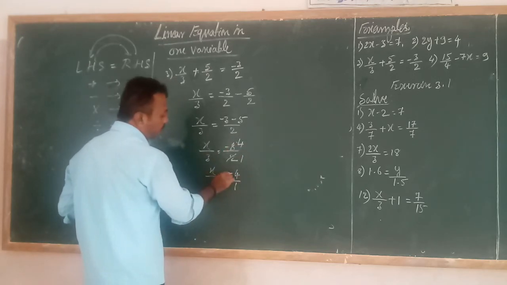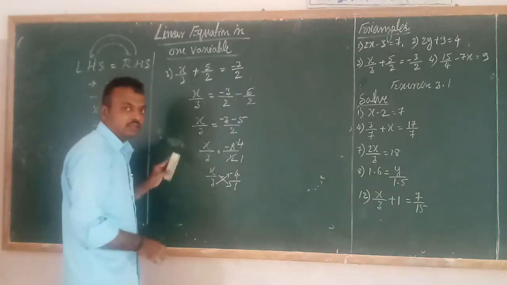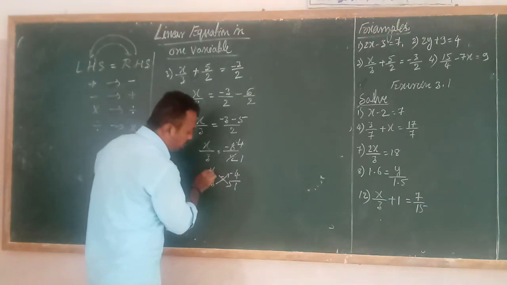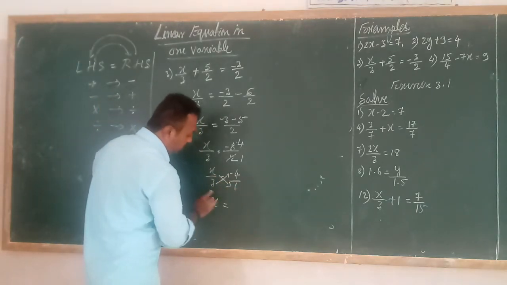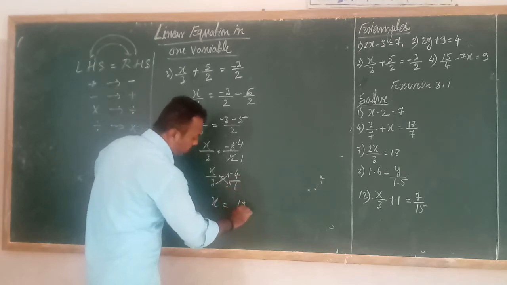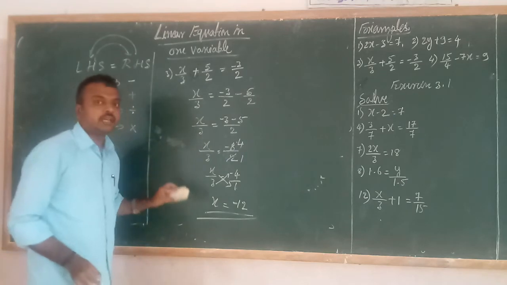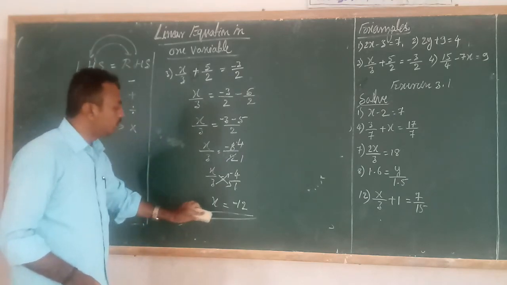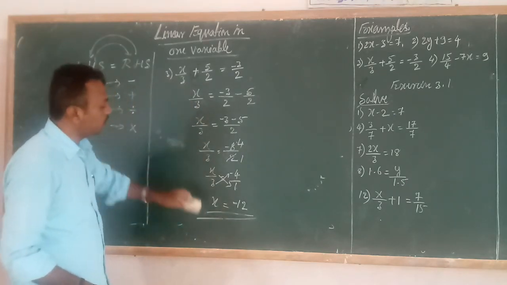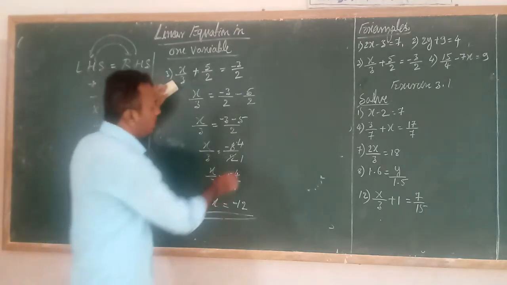Now we have to do cross multiplication. So what does it become? x into 1 becomes x. 3 into 4 is 12, sign is minus, so minus 12. Therefore, x is equal to minus 12. Do you understand? So can I substitute minus 12 instead of x? So what does it become? Let us see here.